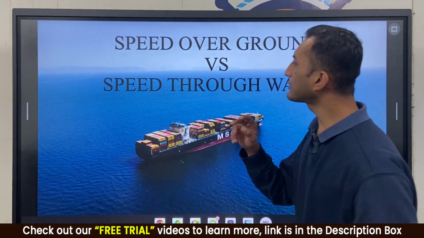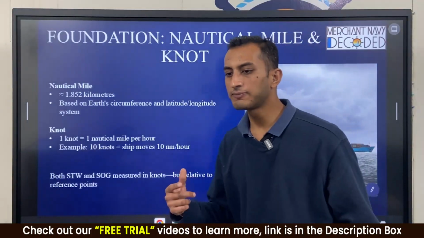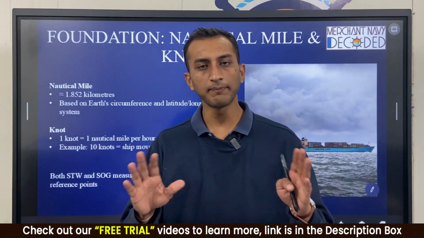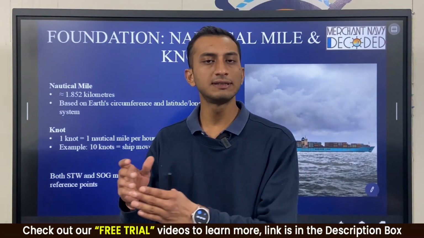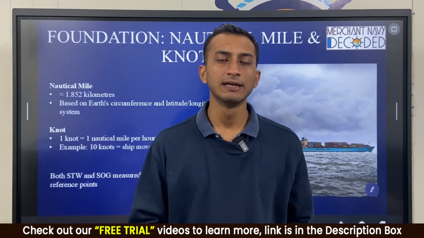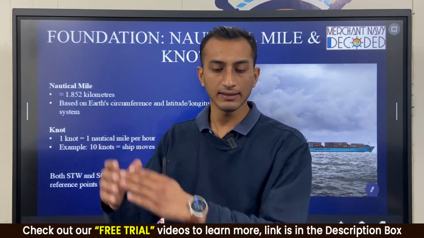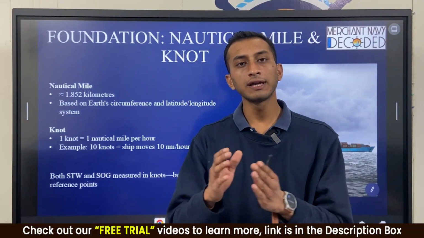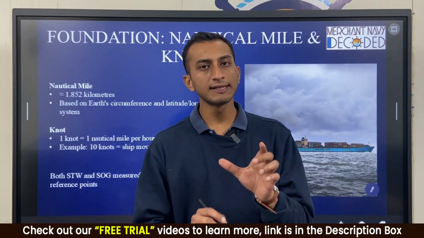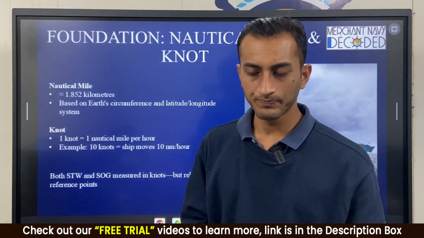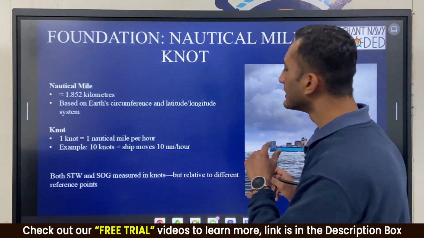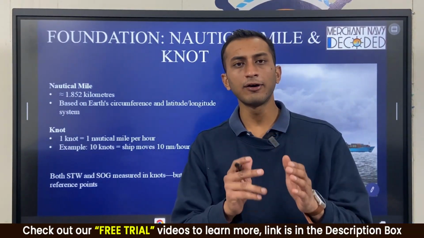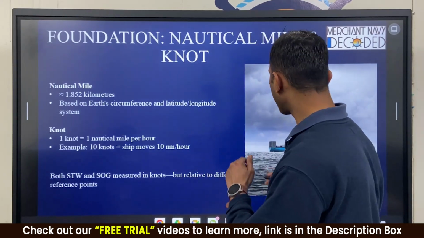But before I talk about what speed through water is and speed over ground is, let's clear out our basics with what is the unit to measure speed at sea. The unit at sea and in air is knots. 1 knot is equal to 1 nautical mile per hour. Now the question is, what is this 1 nautical mile? 1 nautical mile is nothing, it is a 1 minute angle from the center of the earth.